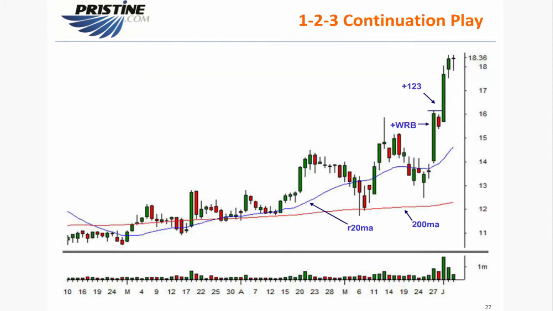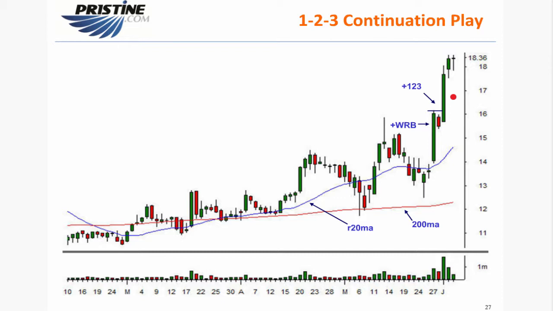Here you can see an example of a 1, 2, 3 continuation play. You've got your wide range bar igniting the move up. Inside bar, you buy the break over those highs, looking for continuation. Your stop goes under the low, and you get a beautiful move out of it.